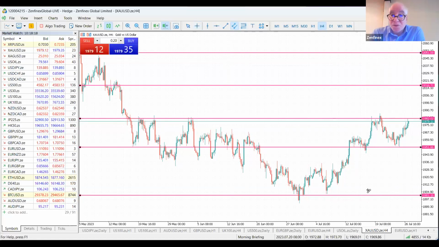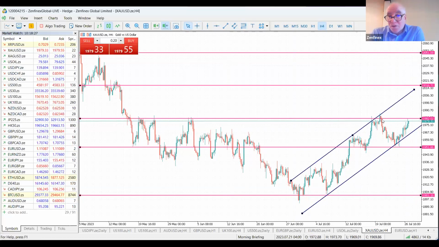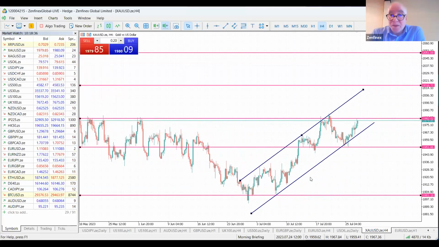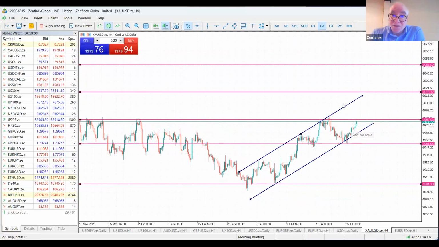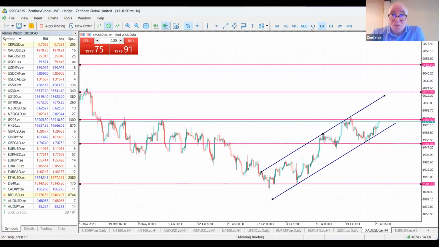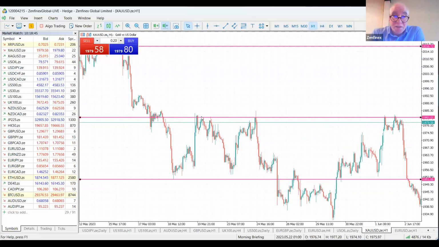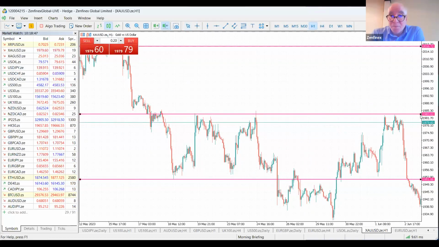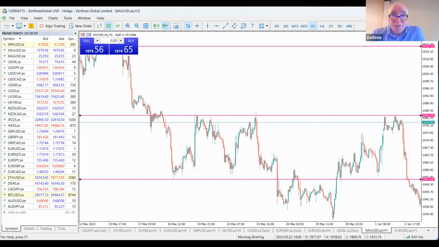But if we then use our other favorite tool, which is the channel, we can see here it comes to resistance. And if we do break out, just like I did on oil, we're starting to set ourselves some targets and some scenarios. So let's now go down to a slightly smaller time frame. I'm now also going to start tightening up these lines, because we're right at these points now.